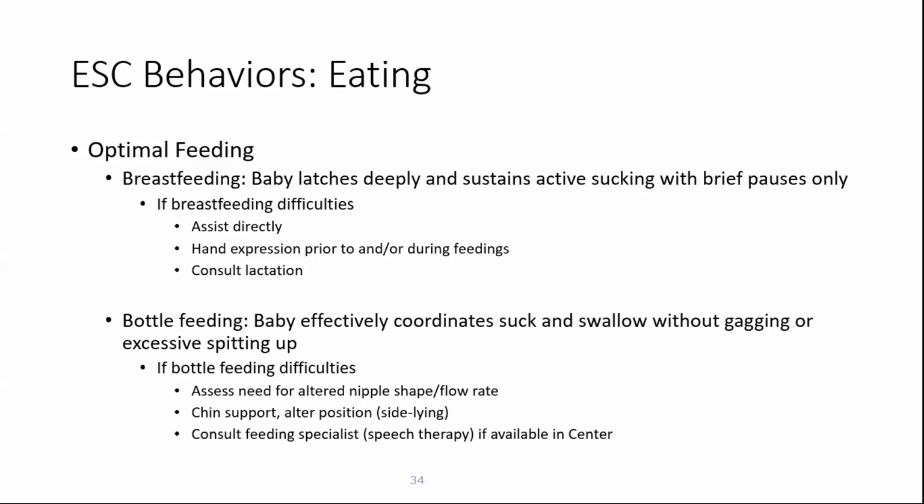Bottle feeding: effective coordination of suck and swallow without gagging or excessive spitting up. For feeding difficulties, you want to assess for altered nipple shape and flow, chin support, altered position, Dr. Brown's bottle, side-lying, pace feeding. If you have speech therapy or occupational therapy, that is great to use as well. But just helping the parents with feedings as you can is awesome too. A lot of times these babies are just poor, uncoordinated feeders and just really need extra help.